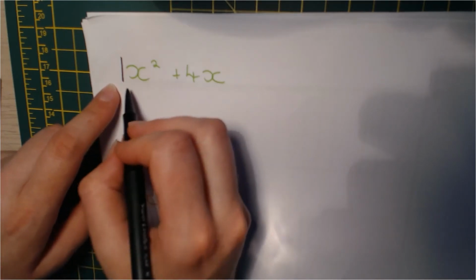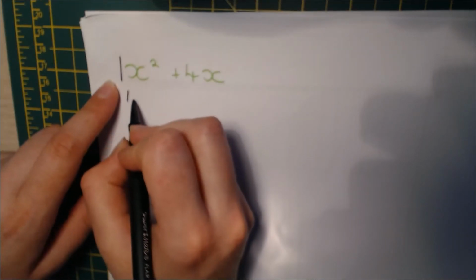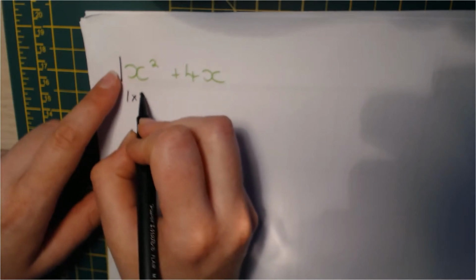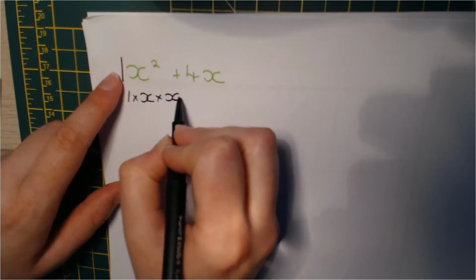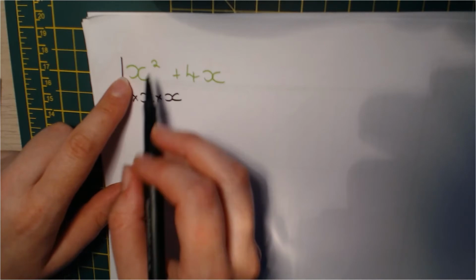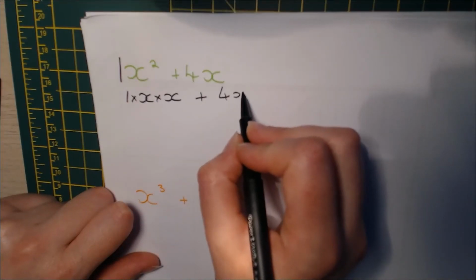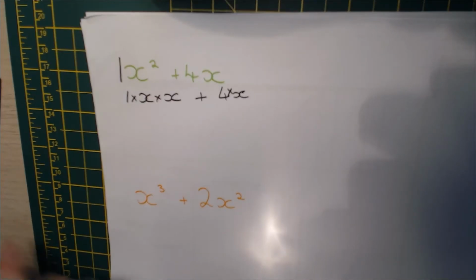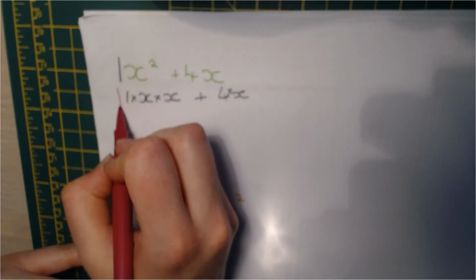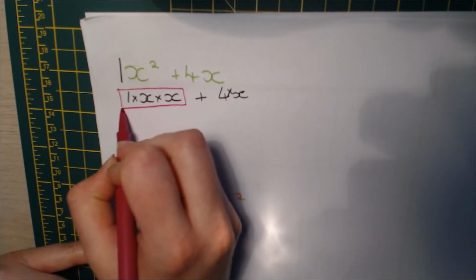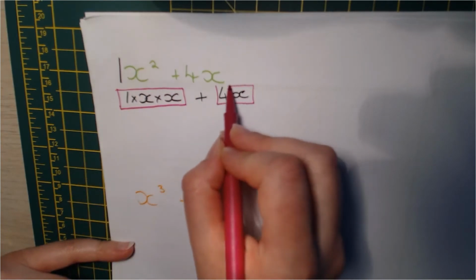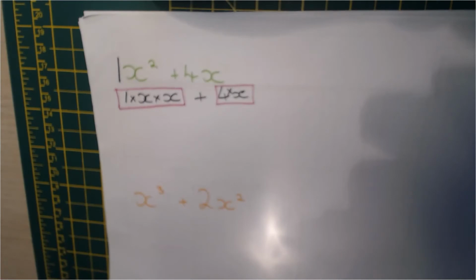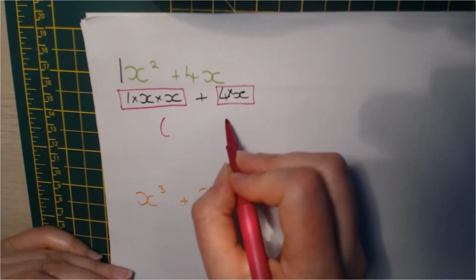So we're going to rewrite this out. We can put 1 multiplied by x multiplied by x, because we've got x squared, that's x multiplied by x, plus 4 multiplied by x. There we are, a bit scruffy. Again, I'm going to put boxes around my two different terms. There's the first one, and a second one with the plus sign in the middle, and with the brackets coming in here.